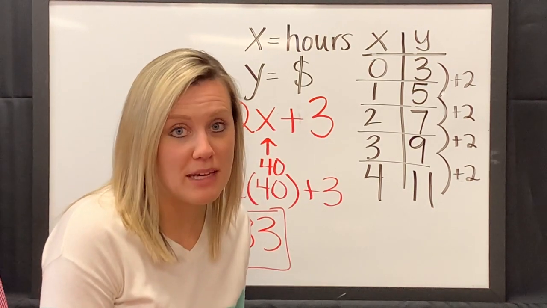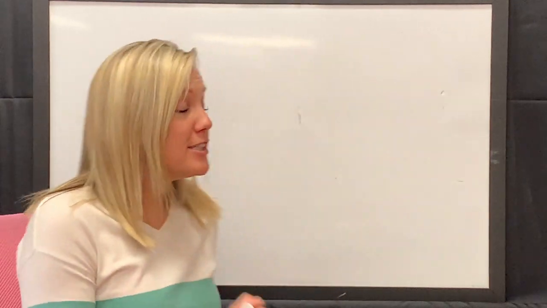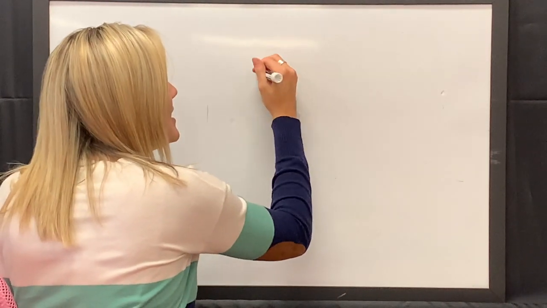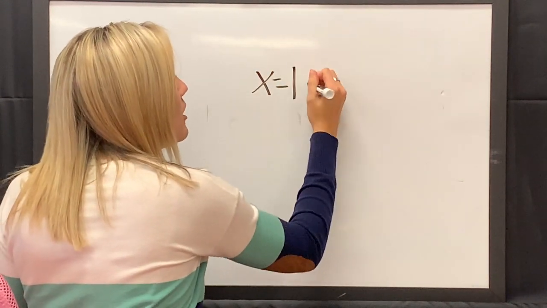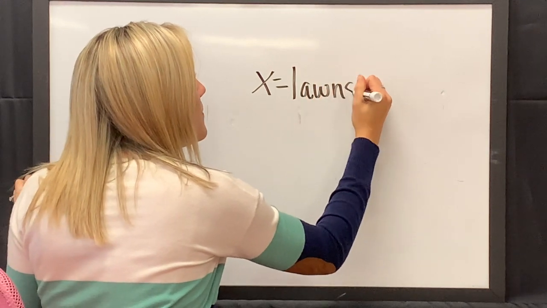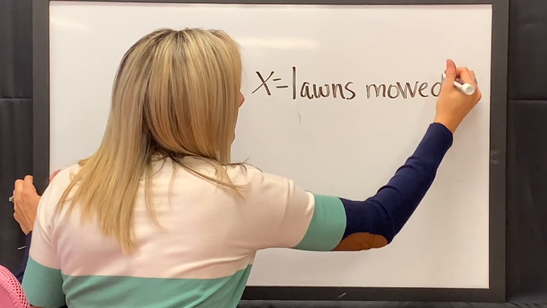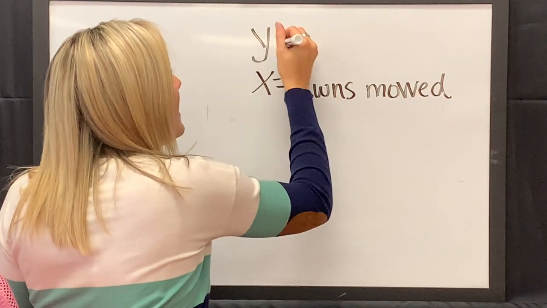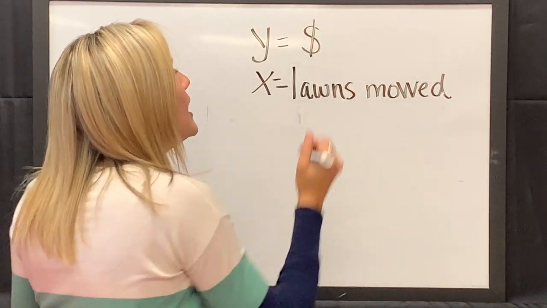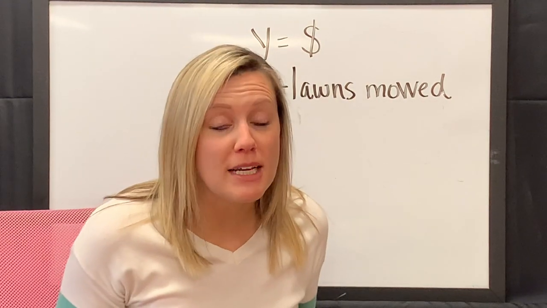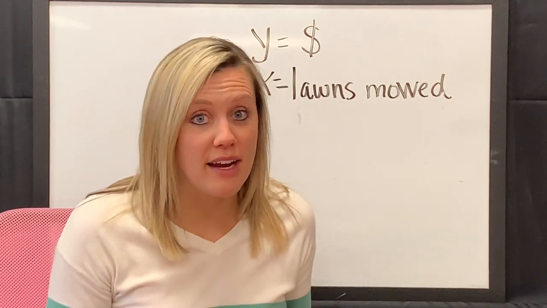Let's move into an example that is just a little bit more tricky. Let's pretend this time I mow lawns, and each lawn that I mow, I make $15. So x is going to be the lawns that I mow, and y is again going to be the money that I make. So the amount of lawns that I mow is going to affect the money that I have.